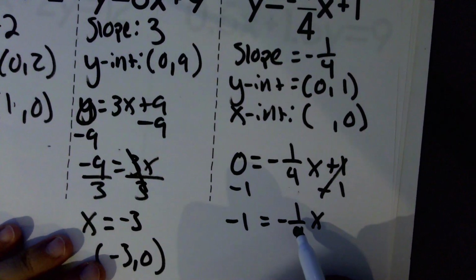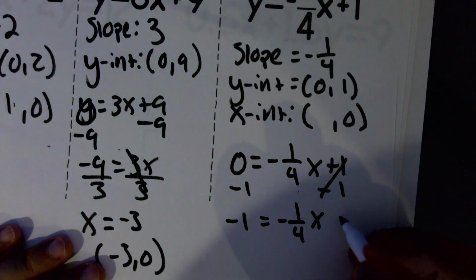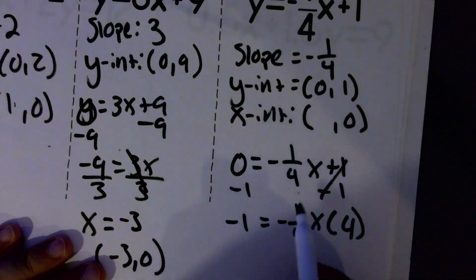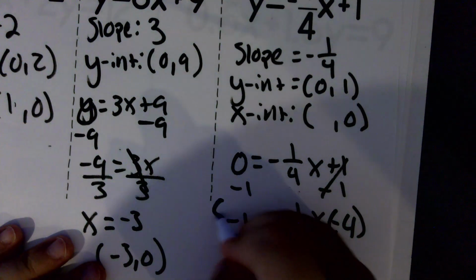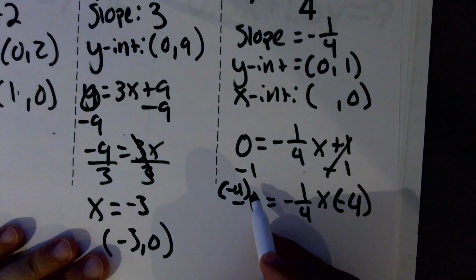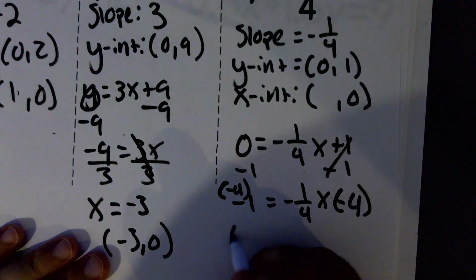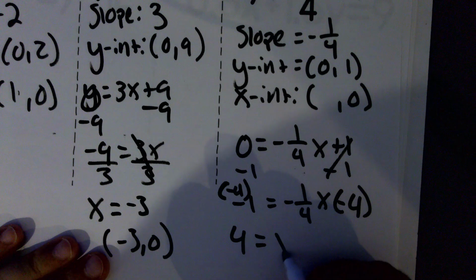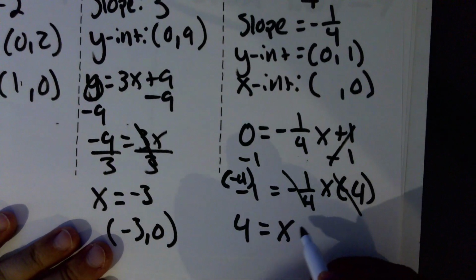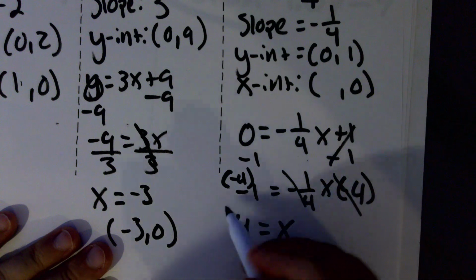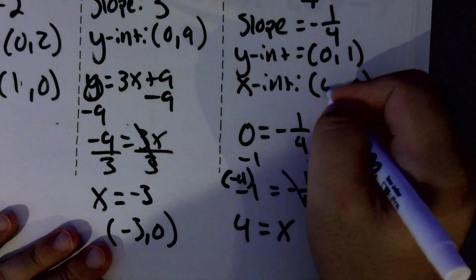To undo a fraction, you multiply by the denominator. So I need to multiply by 4. And I simultaneously want to get rid of this negative. So I'm going to multiply both sides by negative 4. Negative 4 times negative 1 is positive 4. And the other side cancels. That's why we did that. And so when y is 0, x is going to be 4.